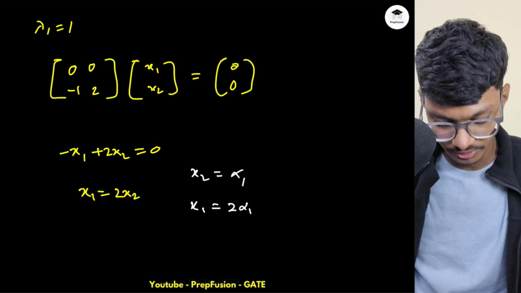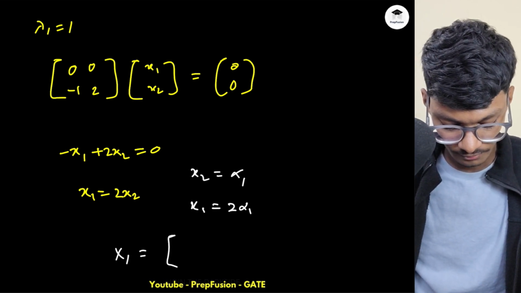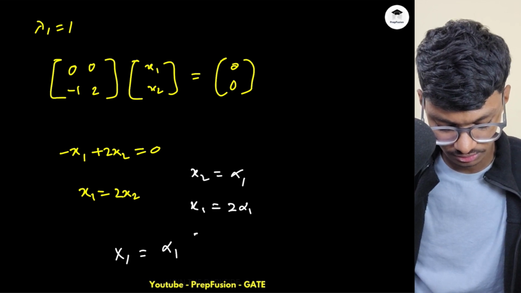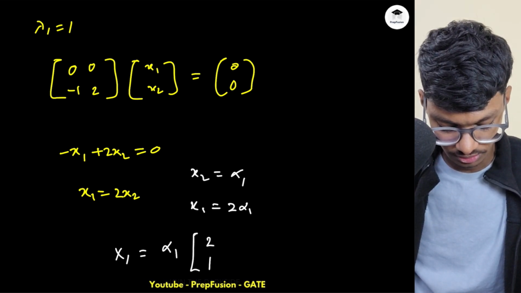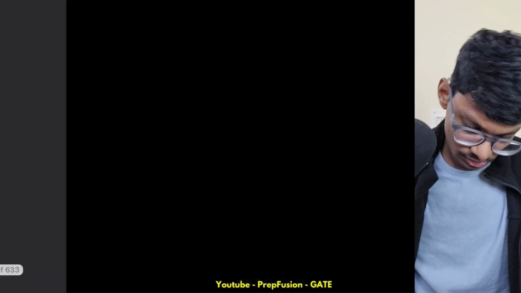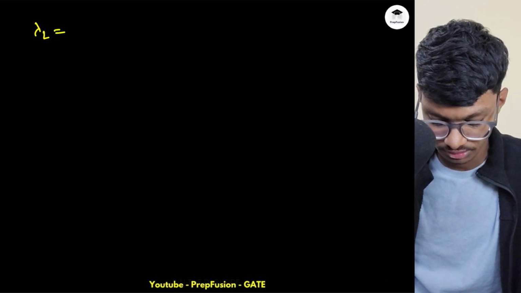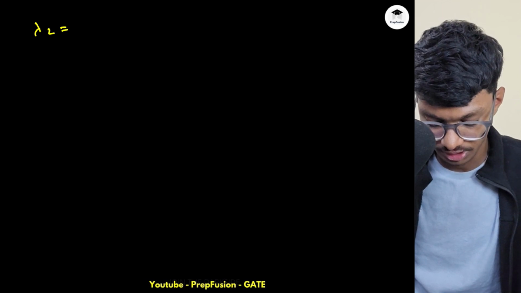So my eigenvector will be alpha 1 times 2, 1. Now let's do the second, lambda 2.